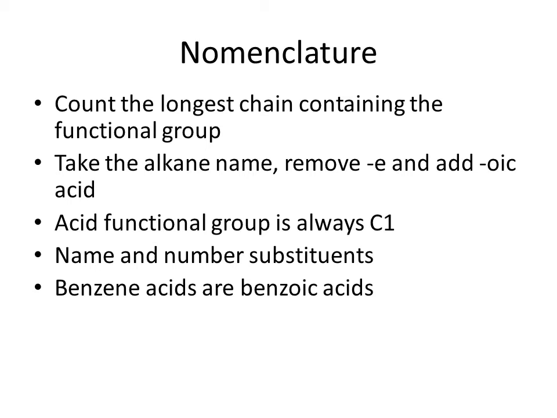After getting the chain and the ending correct on the molecule, you're going to find all the substituents, name them, and number them, and remember to place them in alphabetical order. Always use the numbering system that the functional group sets. So the number 1 carbon always remains the number 1 carbon even after naming and numbering the substituents. If you have a carboxylic acid attached to a benzene ring, then those are called benzoic acids.